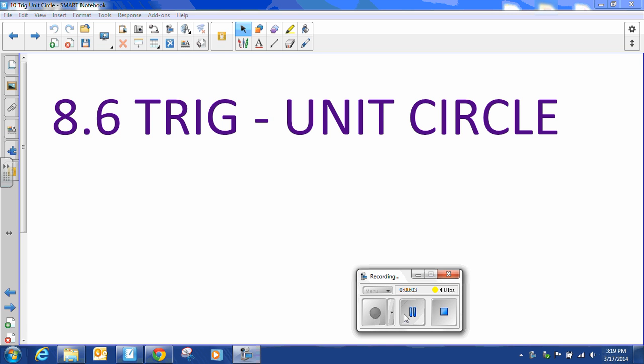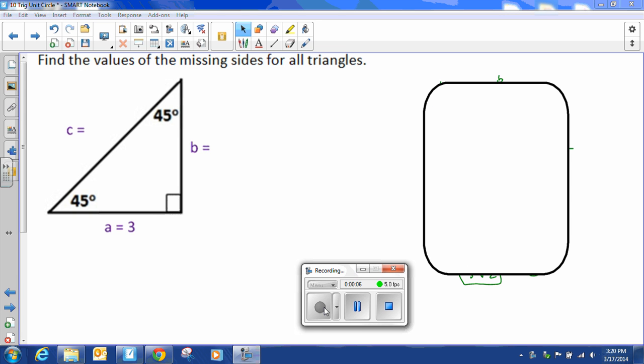Unit 8.6, Trigonometry, Unit Circle. In today's lesson, we're going to apply special right triangles that you learned about in geometry to the unit circle in trigonometry. So to start off, let's look at this example.